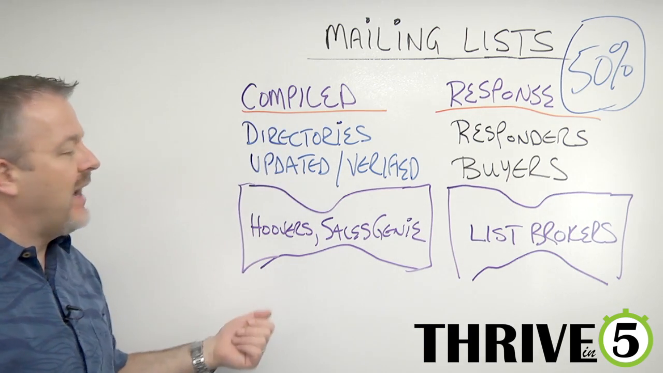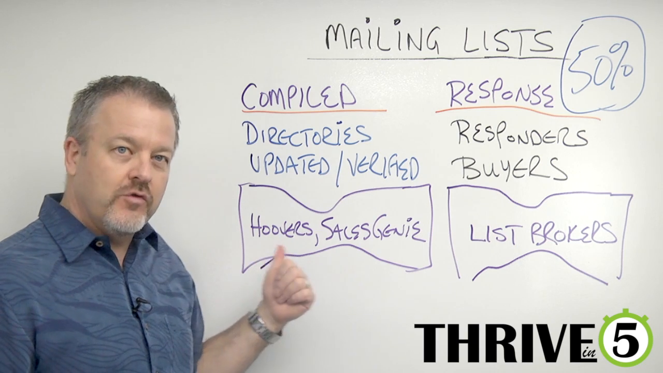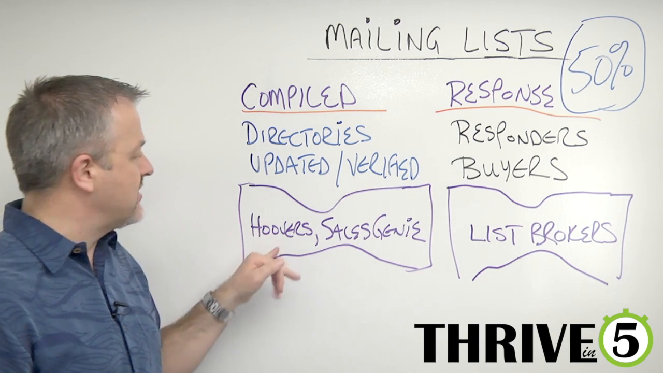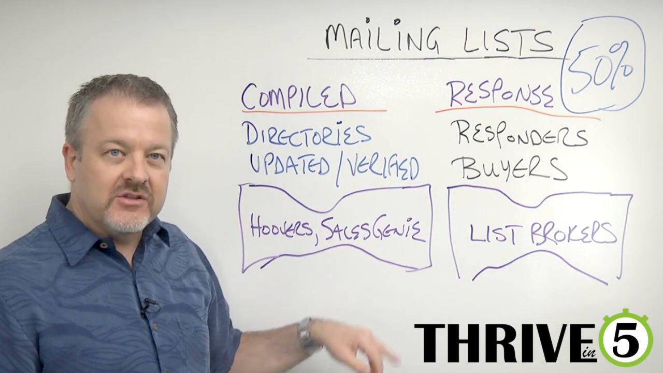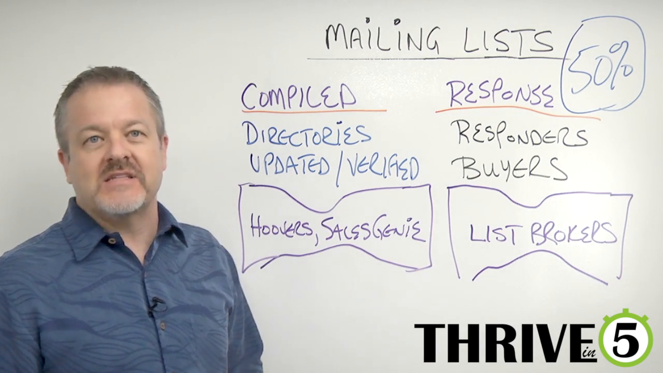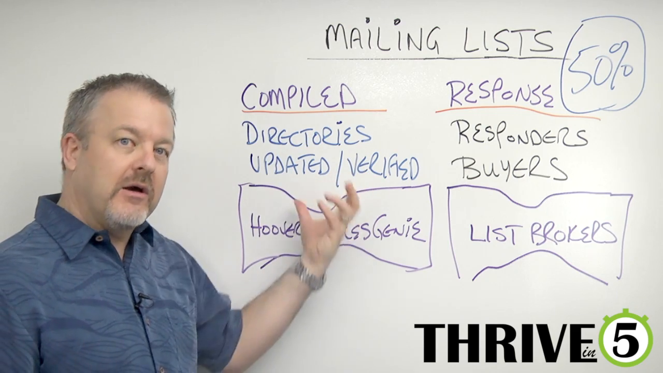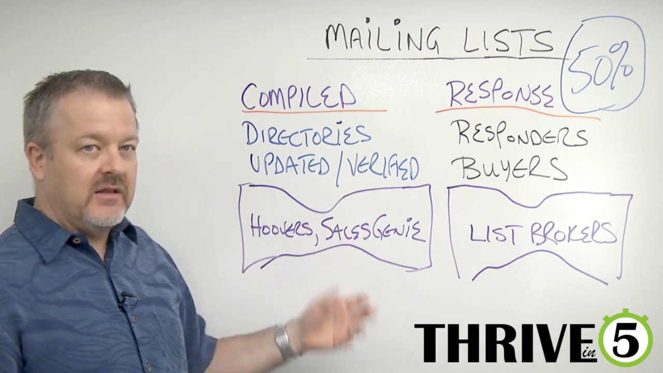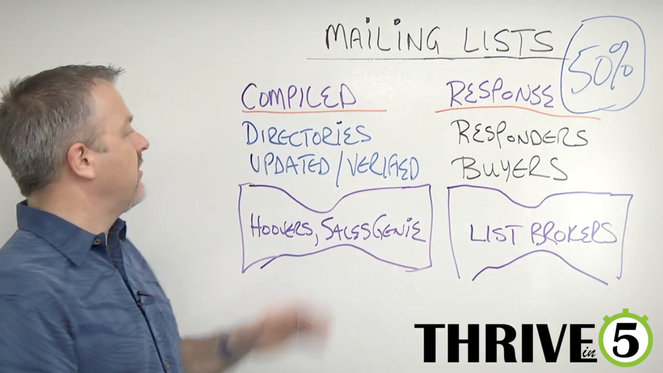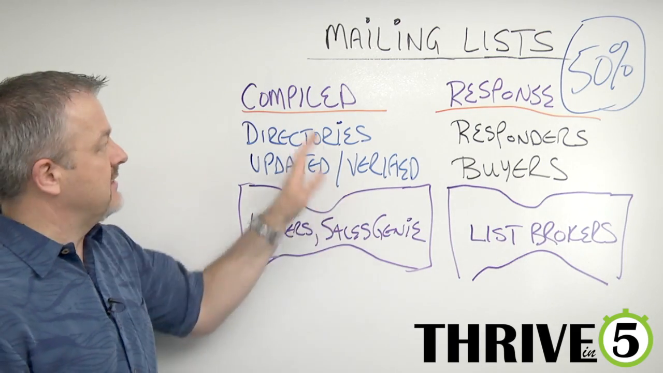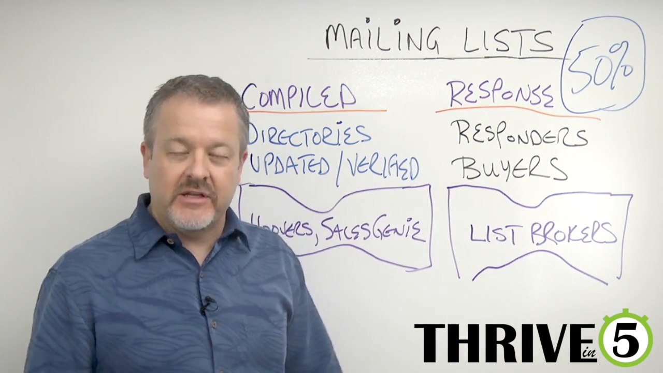You're going to find compiled lists in places like Hoover's. Hoover's comes from the Dun & Bradstreet group. You're going to find it in Sales Genie and places like Info USA, and other major groups like that are really all about compiled lists. So compiled lists are pulled from many sources, pulled together, often updated and verified. That's compiled. Response lists are a little bit different.